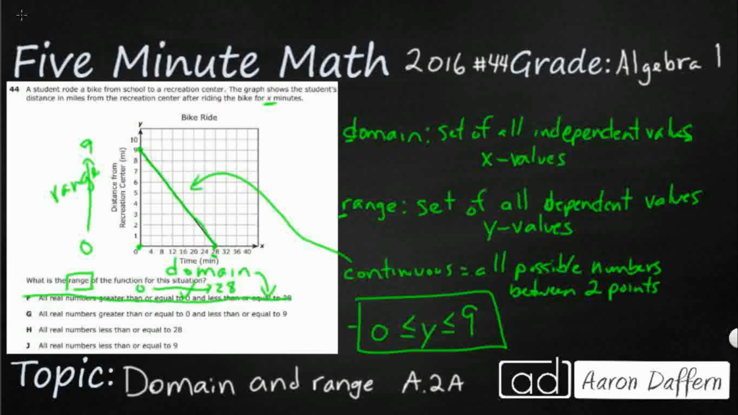G, all real numbers greater than or equal to 0 and less than or equal to 9. Okay, that looks exactly like what I just wrote. Let's check the other ones. H, all real numbers less than or equal to 28. Okay, that's the domain, but then there's no lower bound, so that would be all the way over here and it goes on forever. So that's not going to work. Same thing with J. All real numbers less than or equal to 9. That's a good start, but it would go here and it would go down and never stop. So our answer here is G.